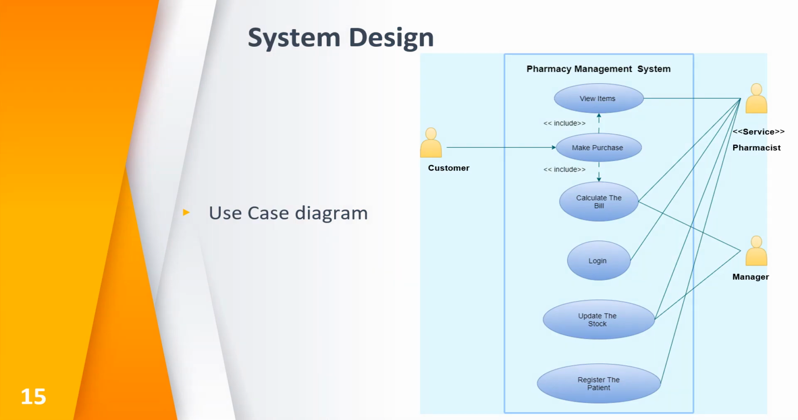As for the system design, we will discuss the use case diagram of the pharmacy information system in this section. A use case shows how the user interacts with the system. There are three main actors in our system: customer, pharmacist, and manager. Each one has its own level and responsibilities of access to the system.